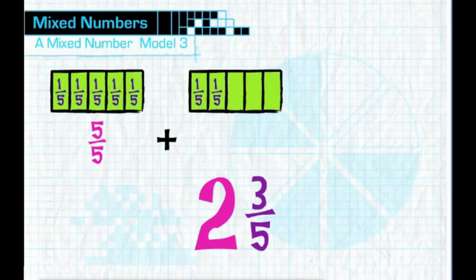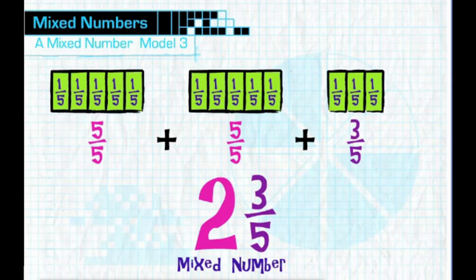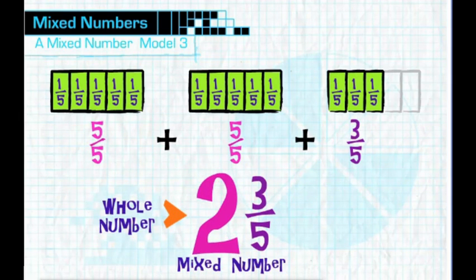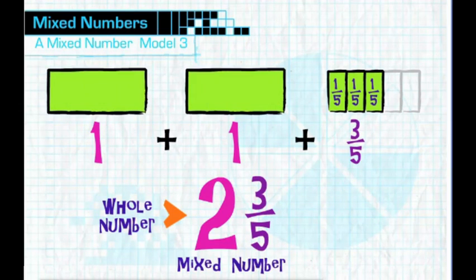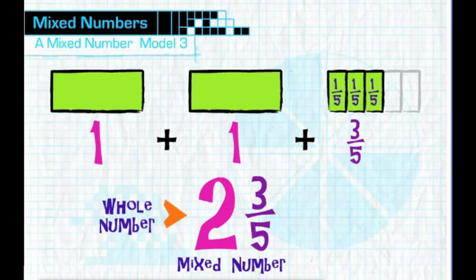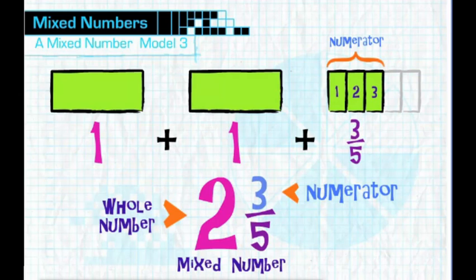This model illustrates the mixed number 2 3/5. The whole number, 2, represents the 2 completely shaded fraction bars. The whole number tells us how many whole units there are. The numerator, 3, represents the 3 shaded blocks of the third fraction bar.